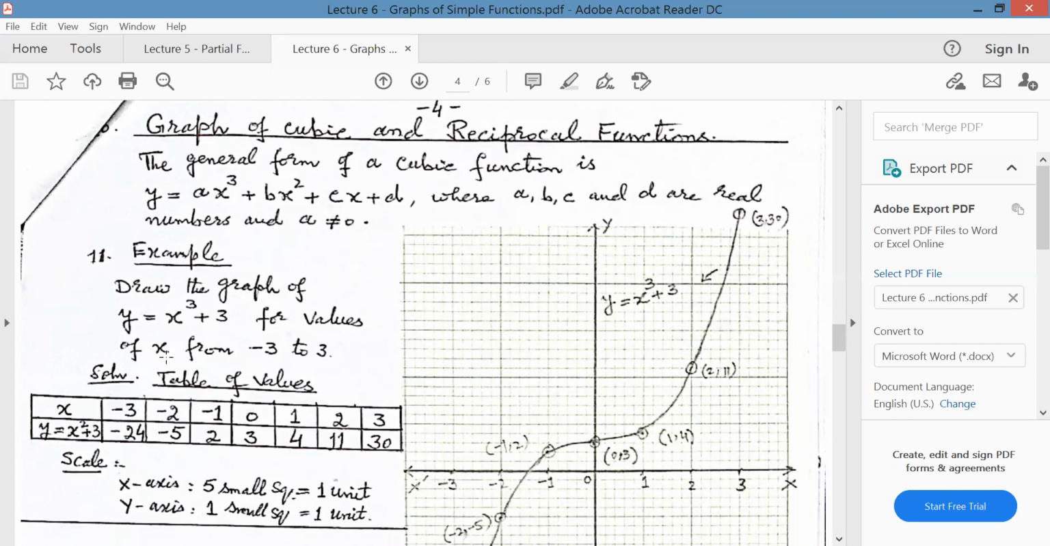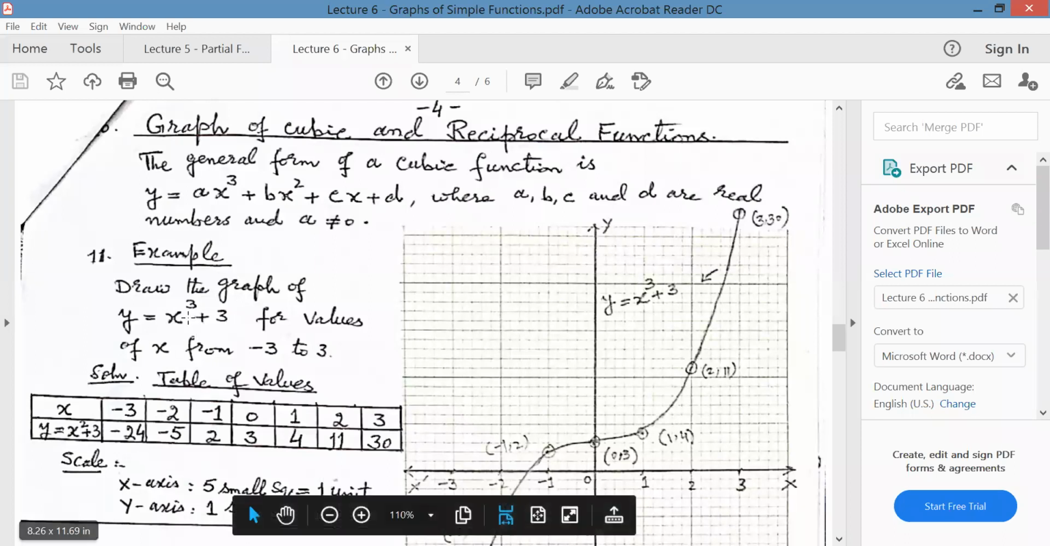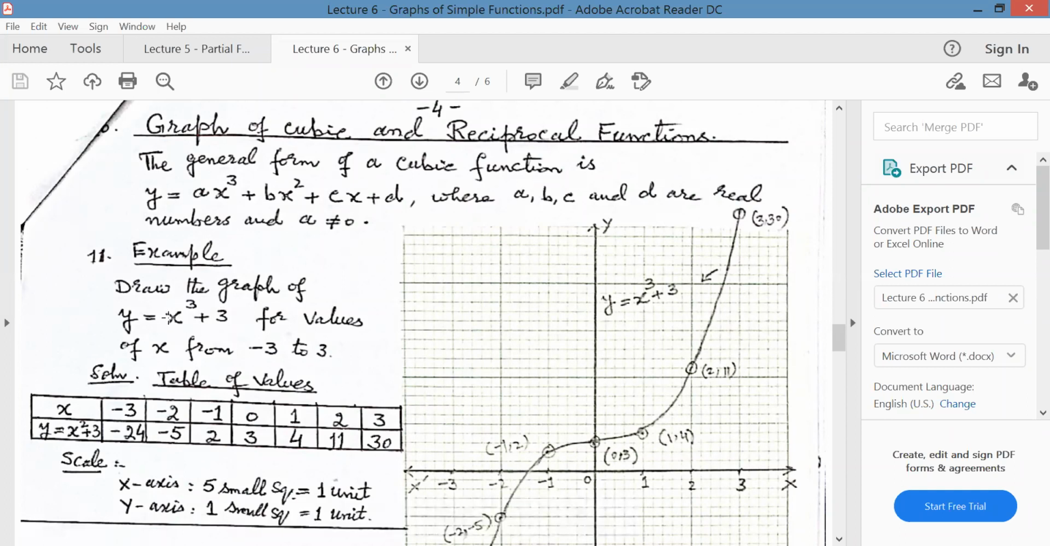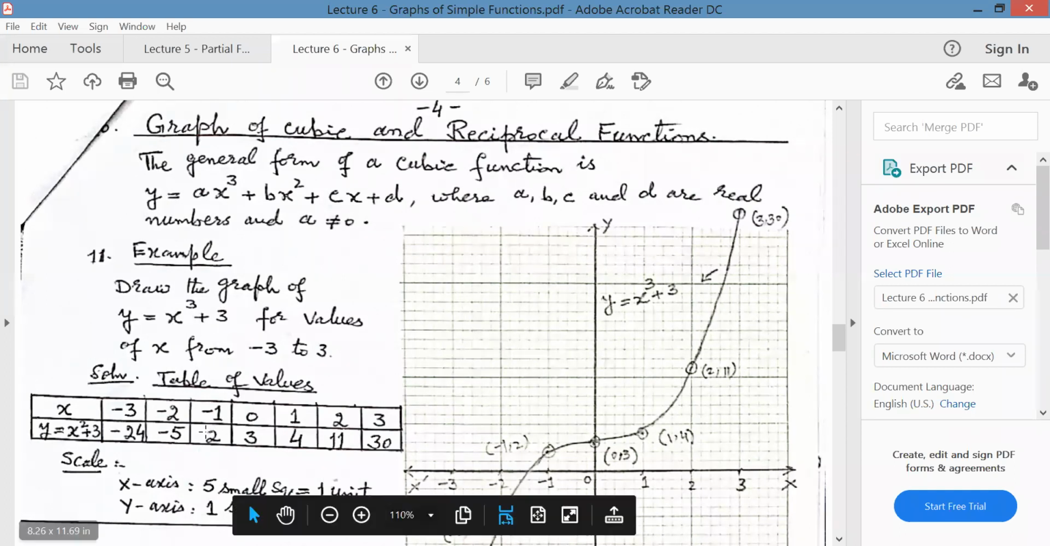Now for -3, this will become -27. (-3) power 3 will be -27, plus 3, so the answer will be -24. Once you put -2, -2 cube will be -8, and -8 plus 3 will be -5. Put x as -1: -1 cube will remain -1, so the net answer will be 2. When I put x as 0, the first term will go 0, and the answer will be 3 for y.